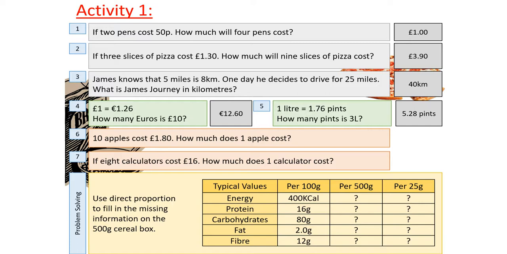Question 6, 10 apples cost £1.80. How much does 1 apple cost? So 10 to 1, you have to divide this time, you're getting smaller. So 10 divided by 10 gives you 1. So £1.80 divided by 10 gives you 18p.